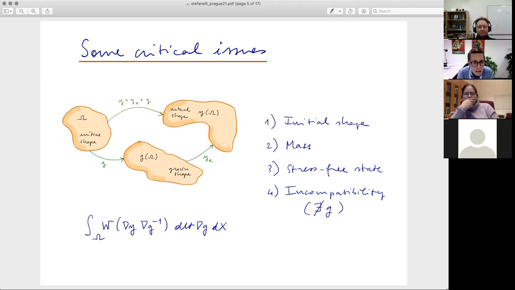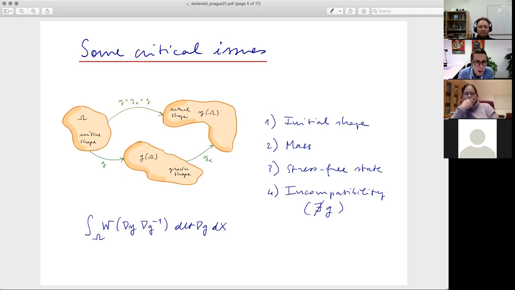And then my first issue is the one of incompatibility. So in fact, this nice transformation little g doesn't exist. And in most cases, you cannot really assume that this exists. So we should be able to live without this.